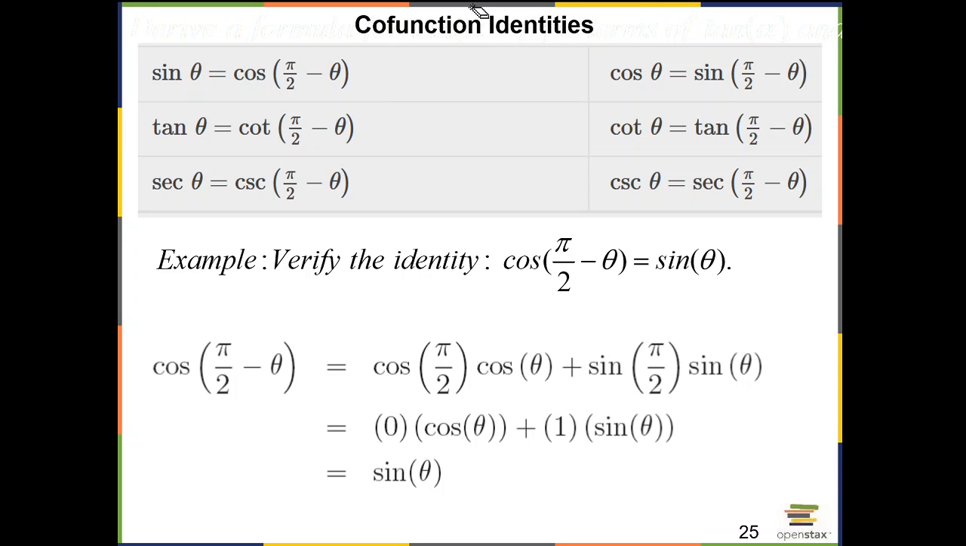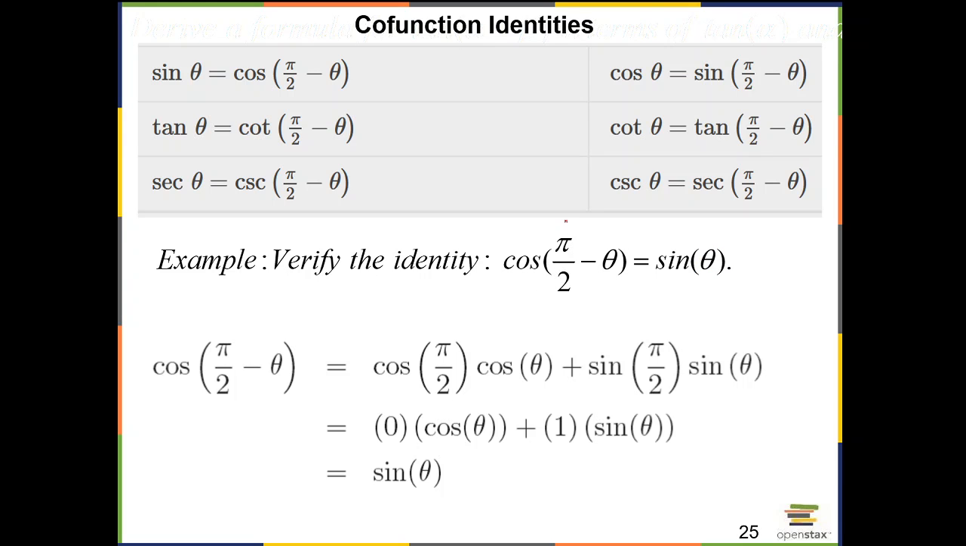Co-function identities. We talked about this already. We said that if two angles add up to 90, then the function of one equals the co-function of the other, right? And I think you remember that already. So it says verify the identity cosine of pi over 2 minus theta equals sine theta. Now, we know this is true, but we want to verify it. Well, this plus that is 90, so obviously cosine of one equals sine of the other. But we want to use the formulas we just talked about to prove this.